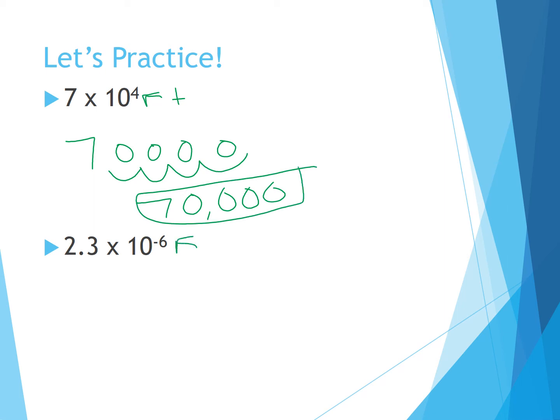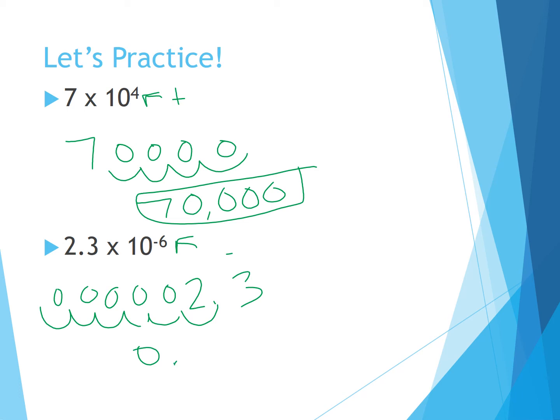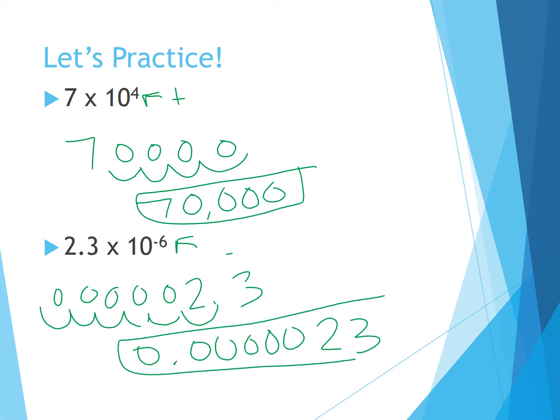Okay, this one, we have it to the negative, so I want to move it towards the left. I have 2.3. I'm going to move it 1, 2, 3, 4, 5, 6. Put zeros in. Remember, we add that 0 point at the front, and then it's 1, 2, 3, 4, 5, 2, 3. That's our answer.